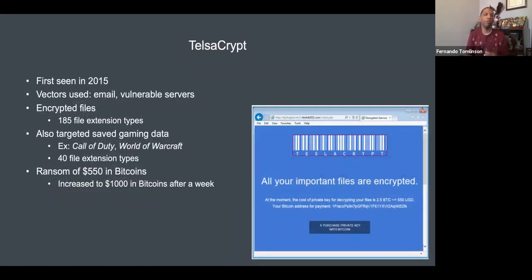TeslaCrypt 2015, common theme, email, vulnerable servers. This one, 185 extension types, which is over double from the previous one. This one also sought to go after files or items that were linked to games.